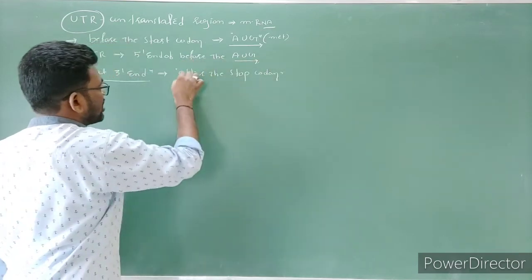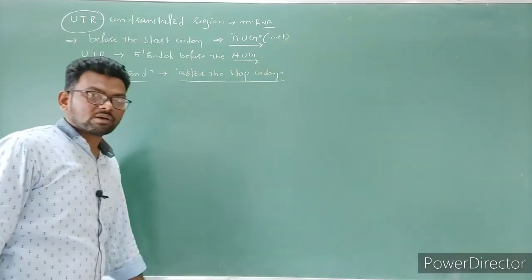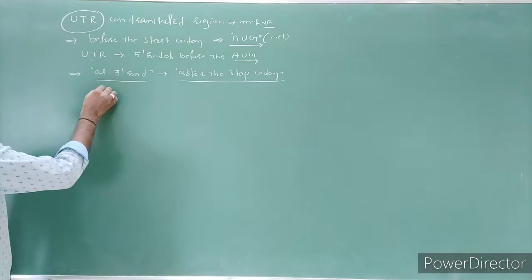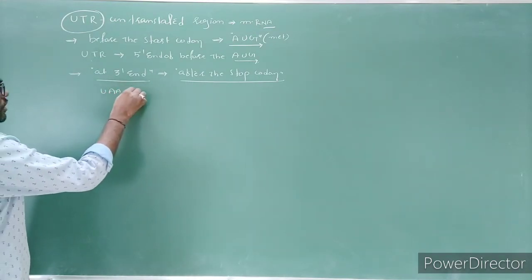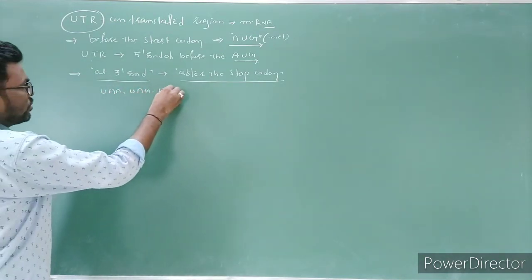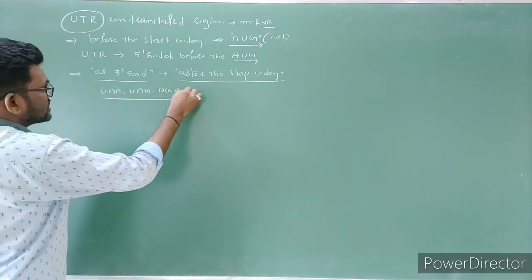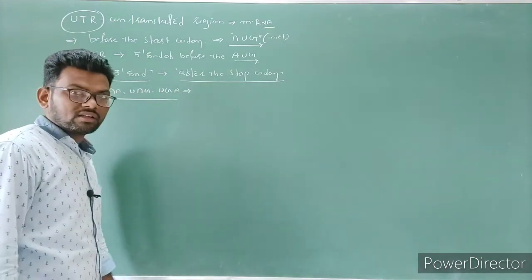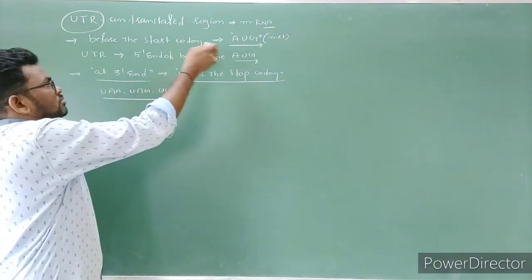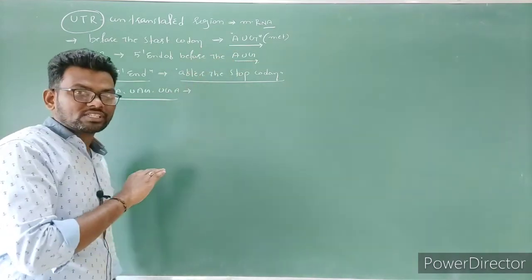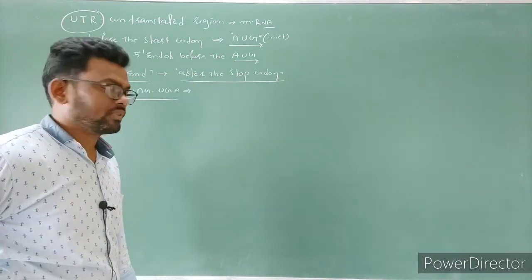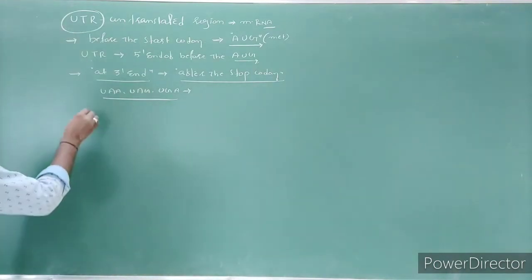After the stop codon. Which are the stop codons? UAA, UAG, UGA. These three are the stop codons, right? So this region, and you can see before the AUG, these regions are not translated, right? Next, some more information here.